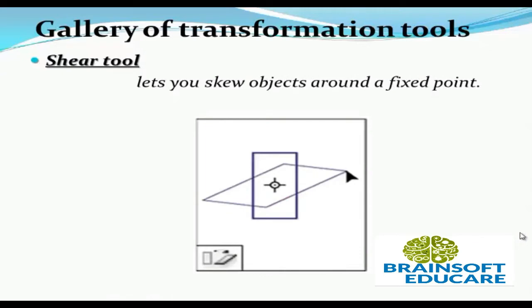Shear tool. It is used to skew objects around a fixed point. This is the example of the shear tool where we can skew objects around a fixed point.